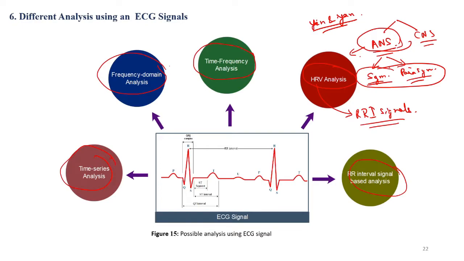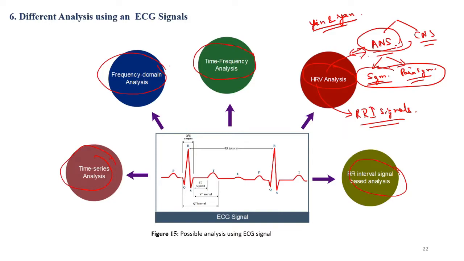I hope you will be studying it in depth in the anatomy physiology class. Now, when we talk about this HRV analysis, it is basically a measure of the activity of the autonomic nervous system. Whether there is an increase in the sympathetic activity, whether there is a decrease in the parasympathetic activity, or whatever. On the contrary, when we talk about RR interval signal based analysis, it again can be directly classified into the time series analysis, frequency domain analysis, time frequency analysis.